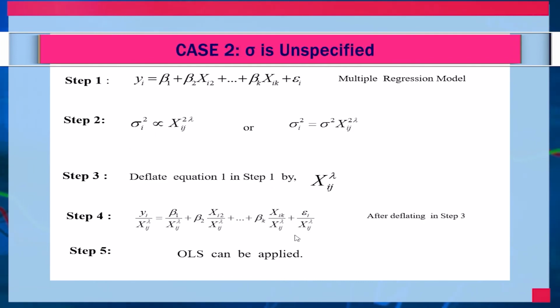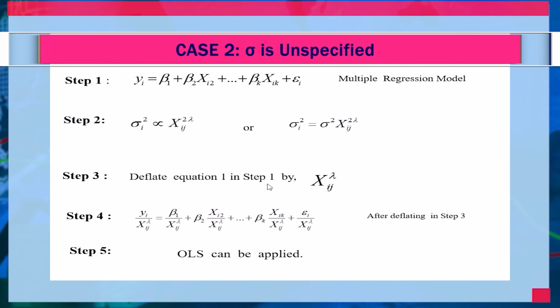Now we proceed to the second case, when the sigma is not specified. If the sigma is not specified, then there may be a possibility that sigma square is directly proportional to the square of the independent variables. This is just an intuition, a conjecture, a guess, that sigma square might be directly proportional to the square of the independent variables, because if the square of the term rises, the sigma square also changes. So what we do is divide the entire equation by xij square, and that is how the deflation is done, and then we can apply the OLS.